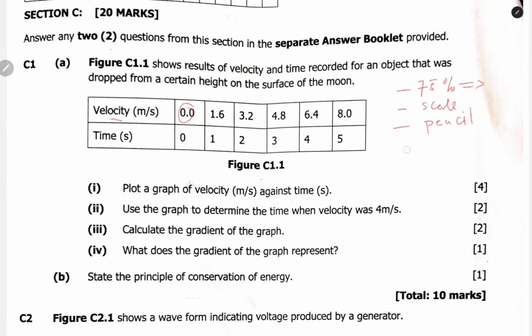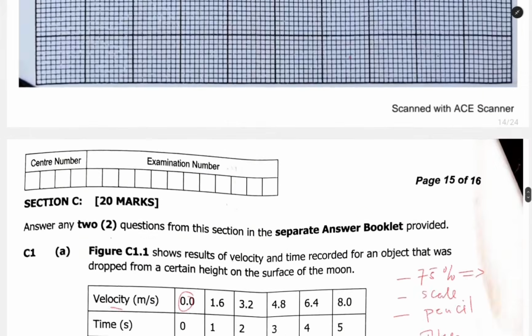Also the graph should have a title. The title normally you extract from the question. For this one: plot a graph of velocity in meter per second against time in second. So just cut it here. The title is: graph of velocity in meter per second against time. That is your title, and it should be on top of the graph. Having said so, let us go to the graph and plot.